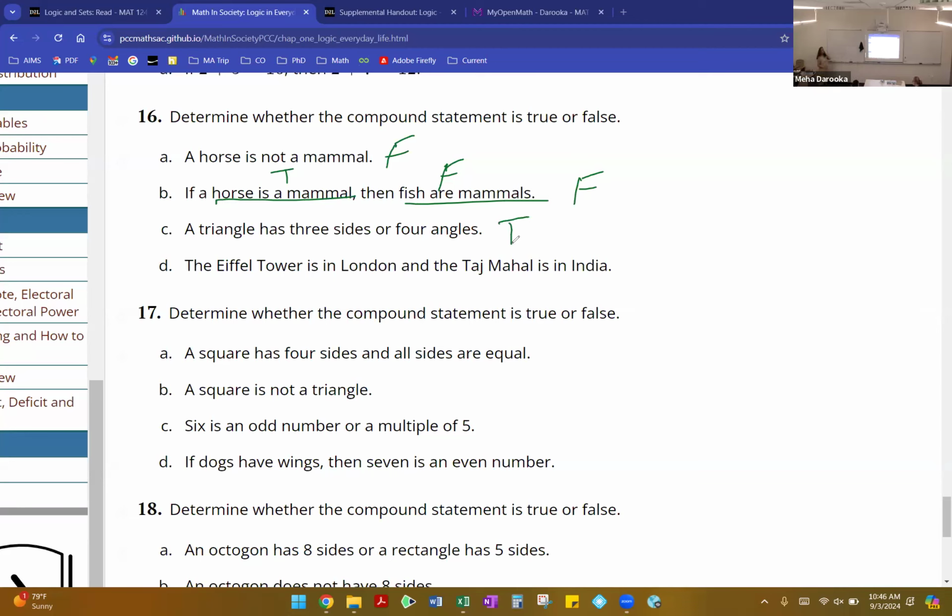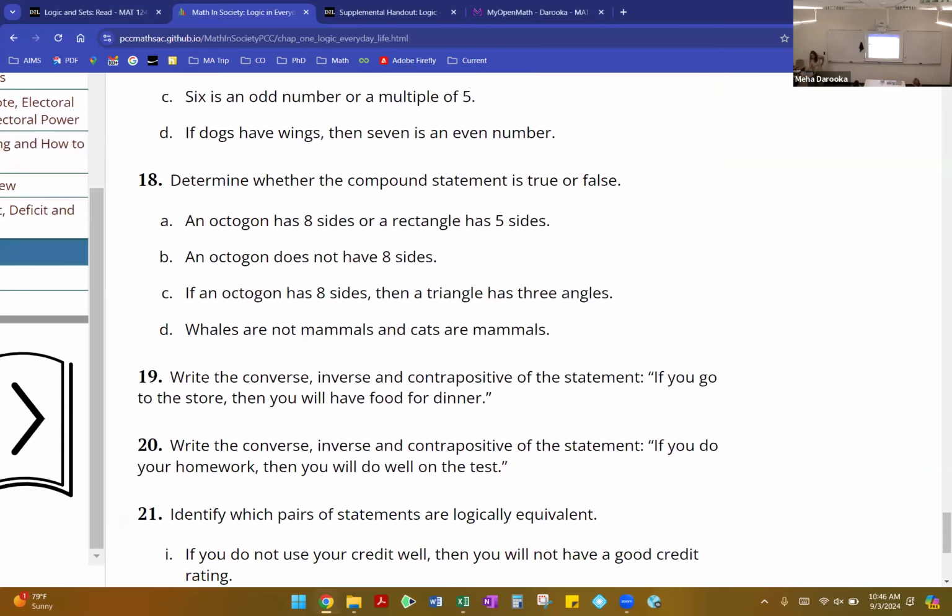Yes. Awesome. The Eiffel Tower is in London and the Taj Mahal is in India. Why? Because there's an and. With the and, both have to be true. So this one is false. This one is true, but since both of them are not true at the same time, the statement becomes false. Perfect.